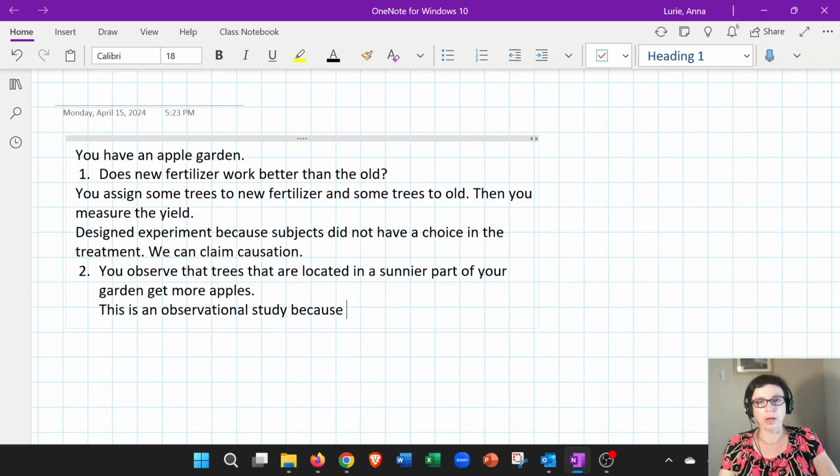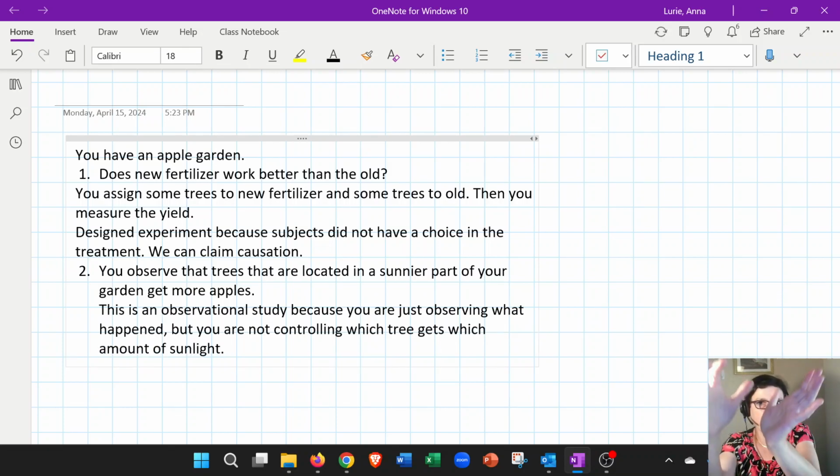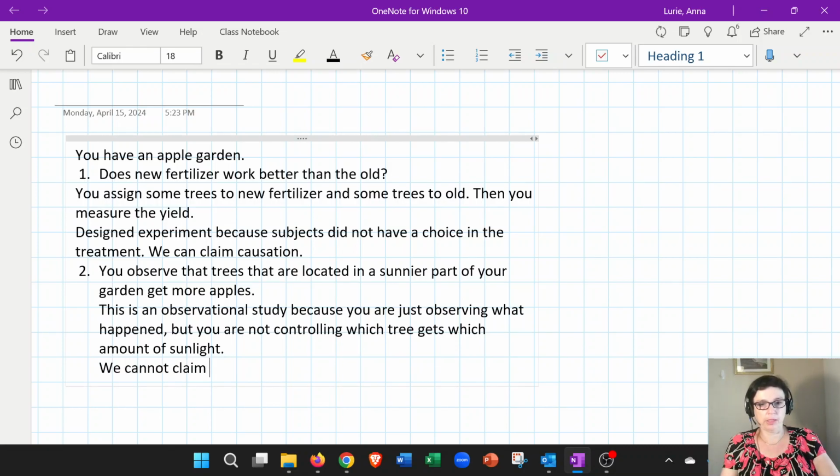Because you are just observing what happened, but you are not controlling which tree gets which amount of sunlight, right? You're not saying, okay, well, I'm going to move this tree over here and that tree over there. That's not what you're doing. You're just observing and saying, okay, well, this looks like there's more, but that's probably because of the sun. However, we cannot claim causation in an observational study.